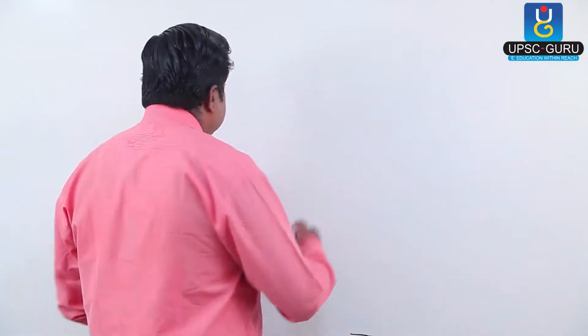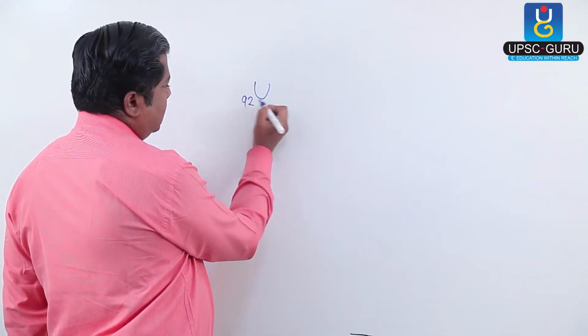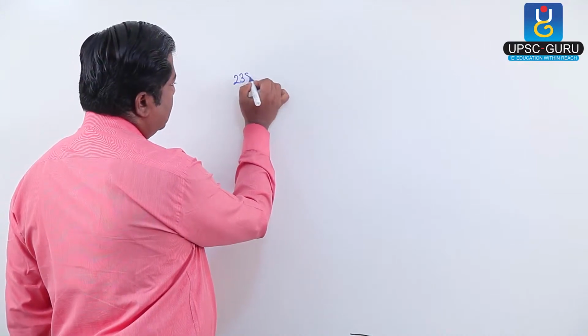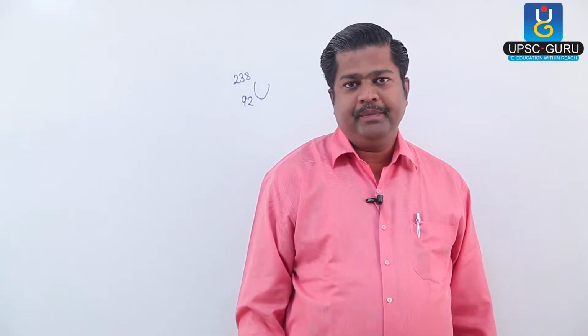Now there is a question: the transmutation reaction is there. Can we carry it out artificially? Let us check. Say uranium is there, atomic number 92, mass number 238. This is naturally occurring uranium.